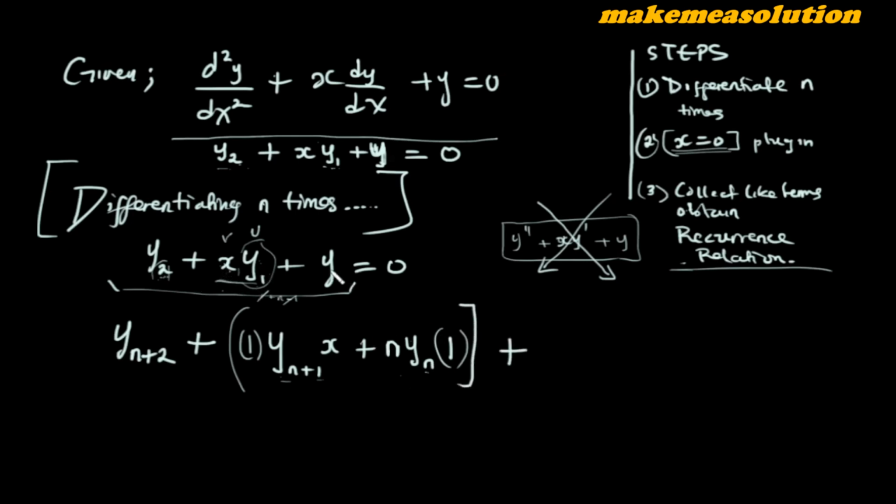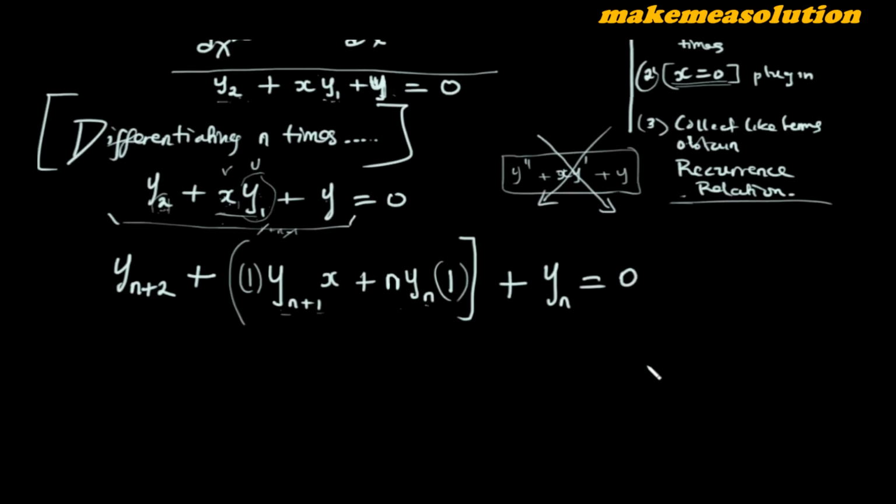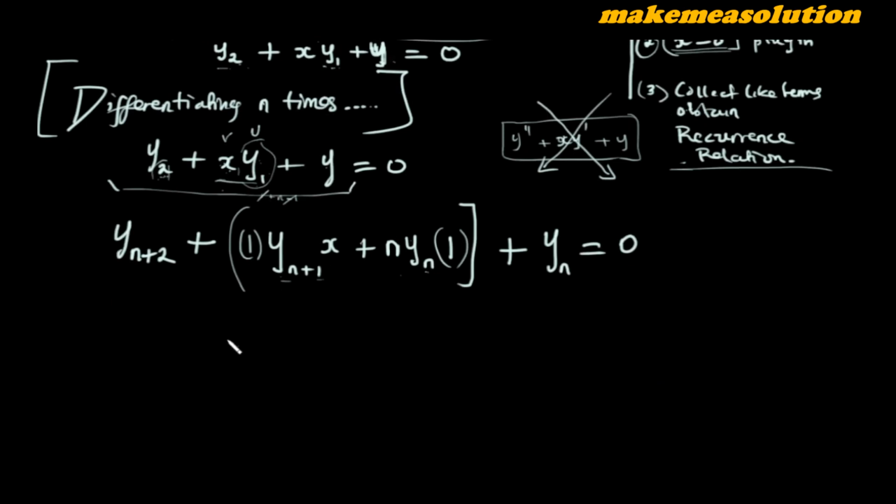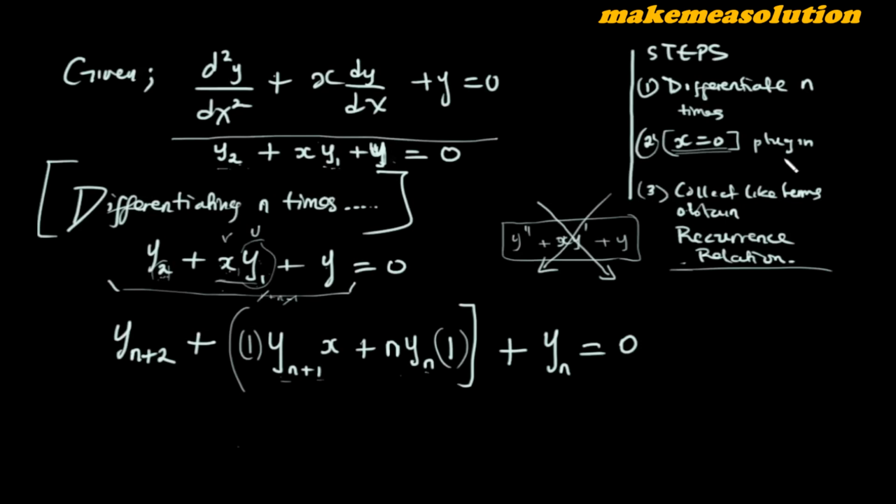Then if you go to this last term and you differentiate it n times, it has not been differentiated before. That's why I put 0 before. So 0 plus n is going to be n. So you have your nth derivative equal to 0. Now you have to what? Solve this differential equation in the next step, which is what? To plug in x equal to 0.